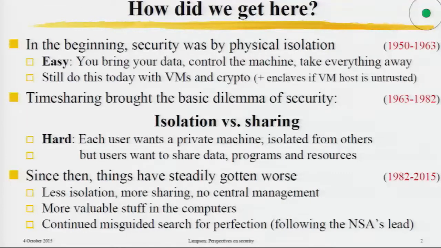So here's the view of computer security over the last 50 years from a geosynchronous orbit. In the beginning, it was easy. You got your security by physical isolation. You brought your data to the machine on a paper tape or whatever. You had physical control of the machine, and there was some printout or something that you took away, and that was it. And we still do this today. It's about the best form of security you can get is to either actually do it that way with your own air-gapped machine, or do it with VMs and cryptography and maybe enclaves.